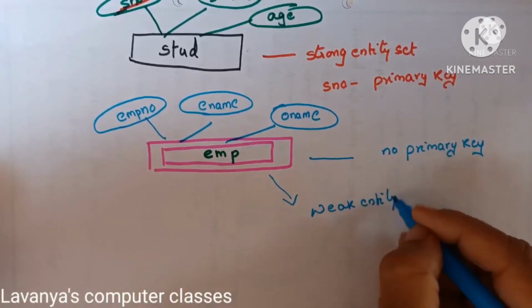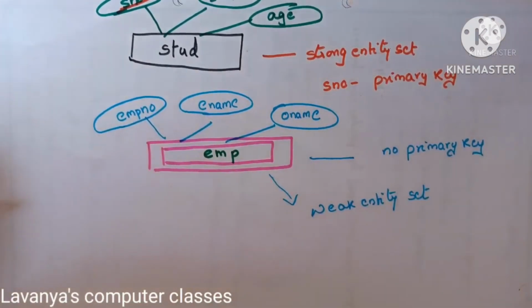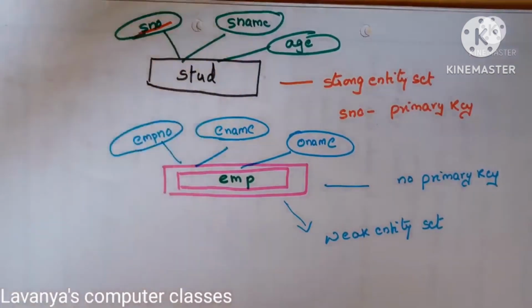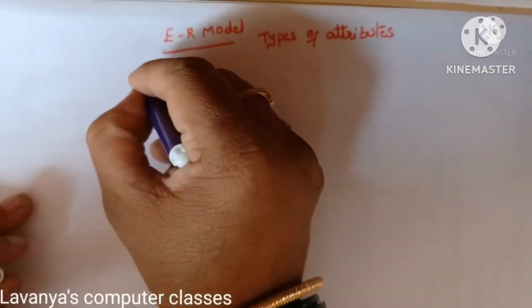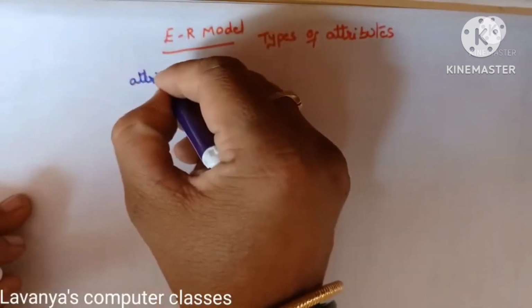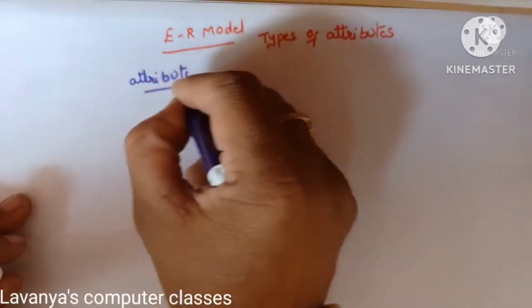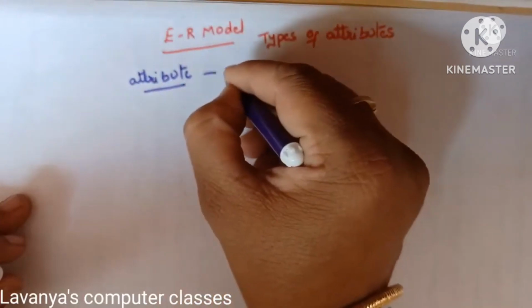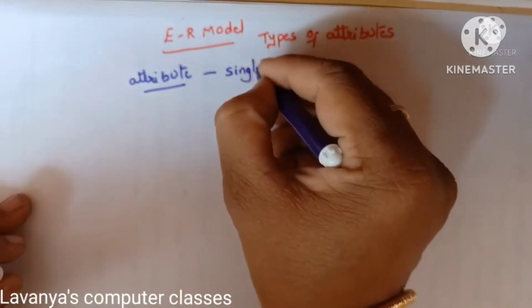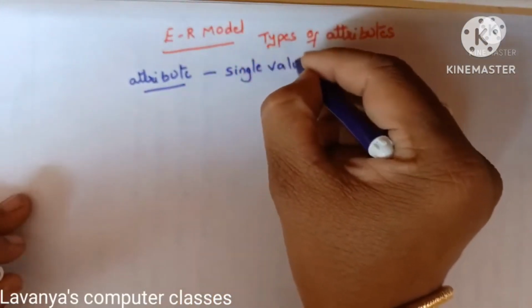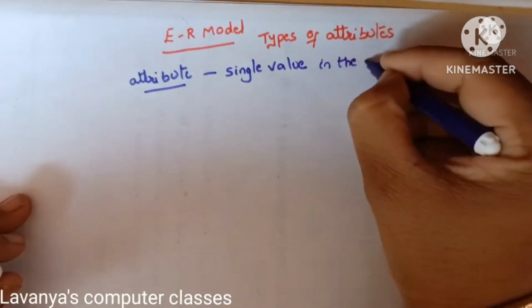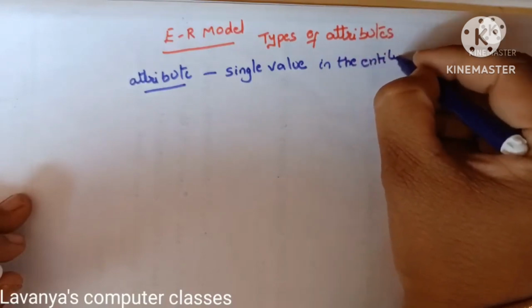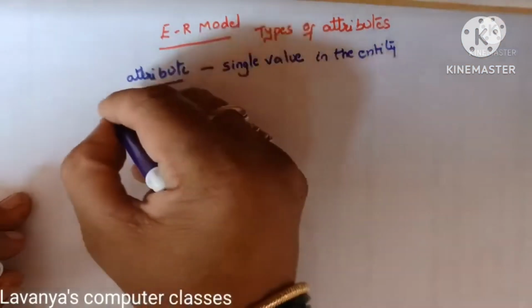So these are the types of entity sets. Now, types of attributes. In the ER model, we already know what an attribute is. Now I will explain the types of attributes also. So what is an attribute? A single, individual value in the entity set or in the entity is known as an attribute.